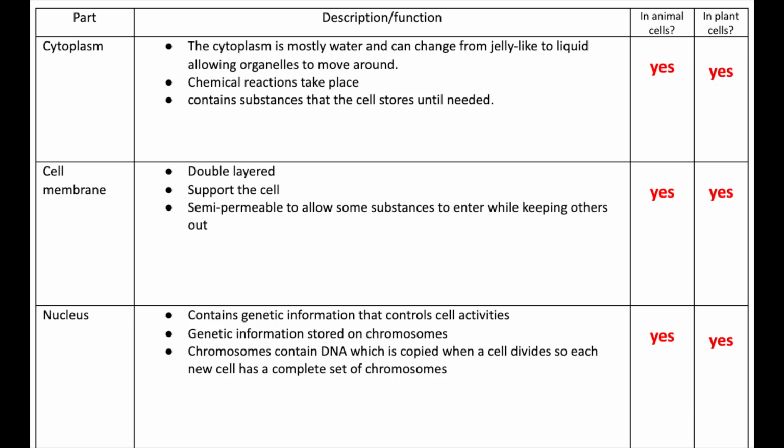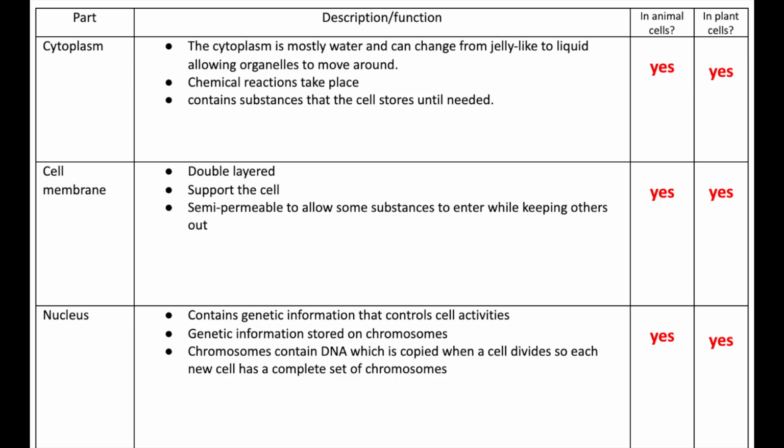Next, we have the cell membrane. So the cell membrane, it's double layered, it supports the cell, and it's semi-permeable to allow some substances to enter while keeping others out. For example, it will allow substances such as air and water to come in while preventing other substances that are foreign to the cell from entering.